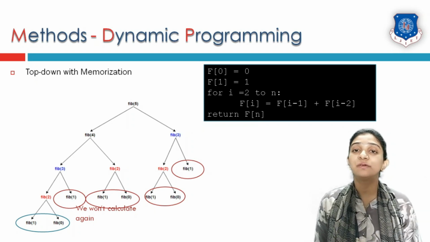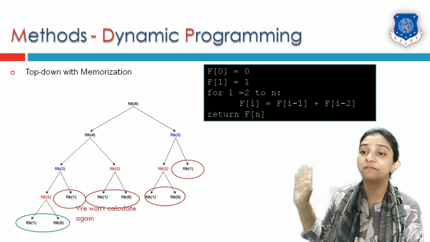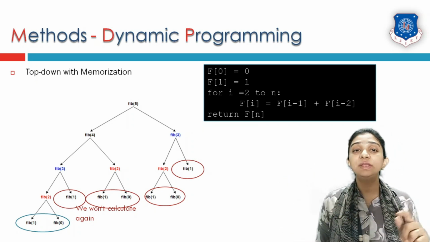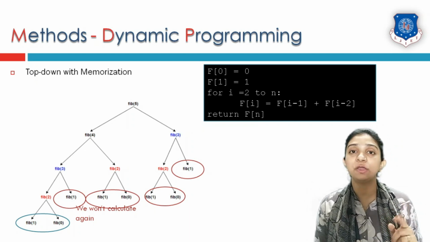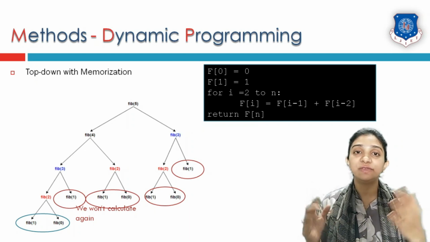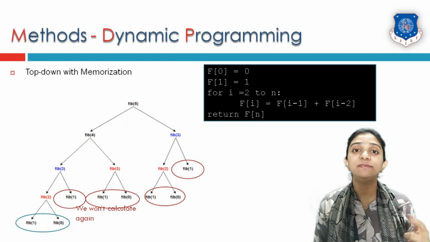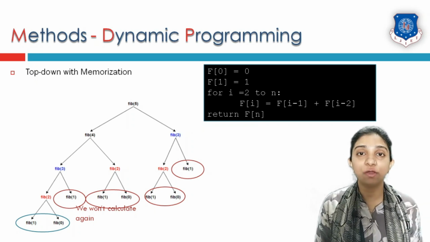The algorithm for this method is this: we initialize Fibonacci of 0 as 0, Fibonacci of 1 as 1. From i equal to 2 to n, Fibonacci of i is Fibonacci of i minus 1 plus Fibonacci of i minus 2. So we are calculating and storing those values, and at the end we are returning f of n, that is the Fibonacci of n value.